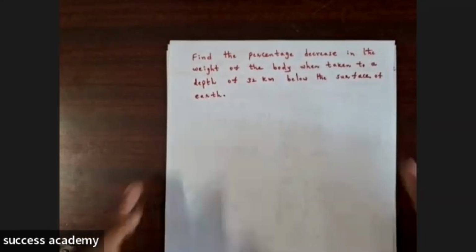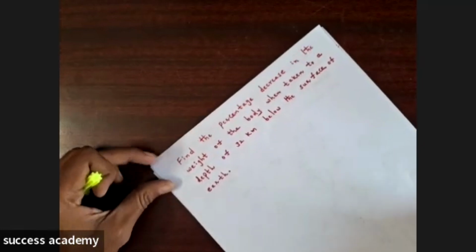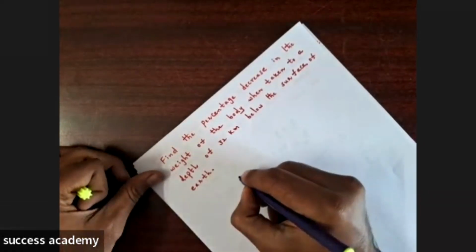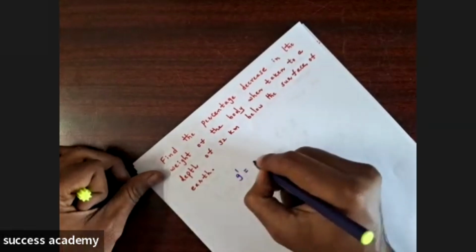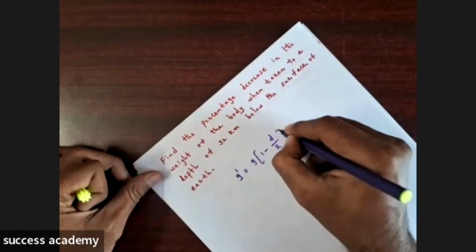Find the percentage decrease in the weight of a body when taken to a depth of 32 km below the surface of Earth. See this model. Observe. We know one formula, that is g dash is equal to g into 1 minus d by R, related to the depth.